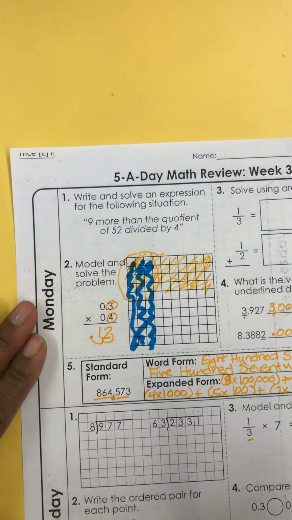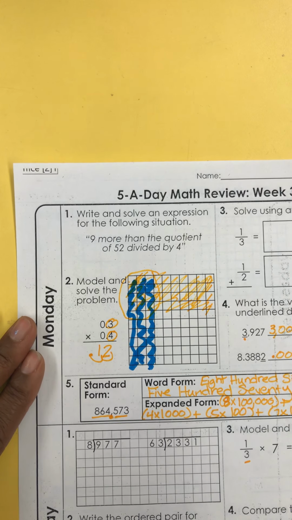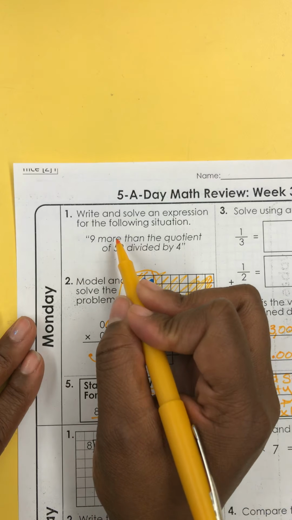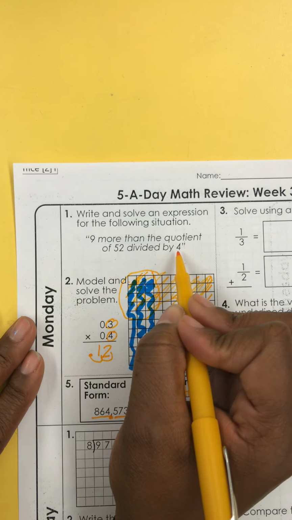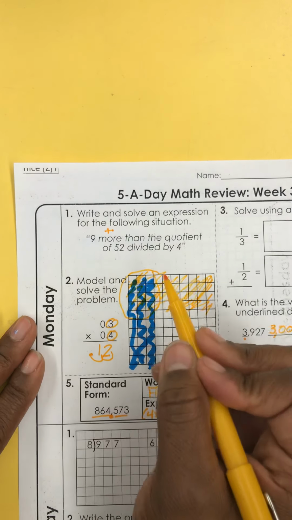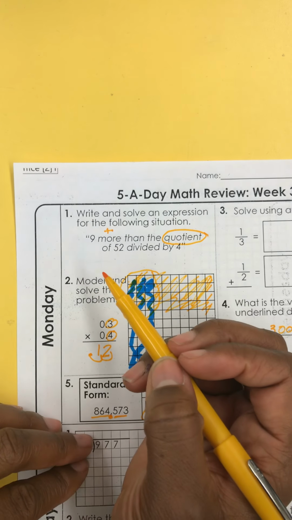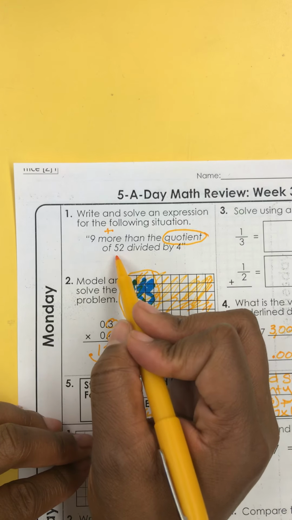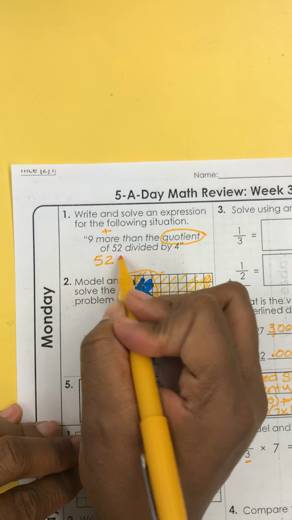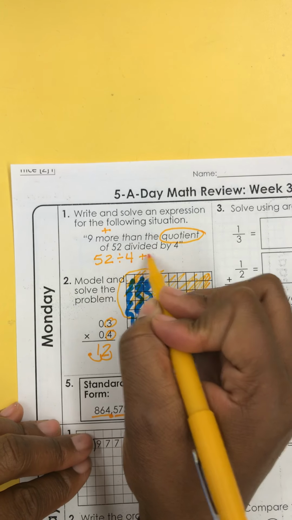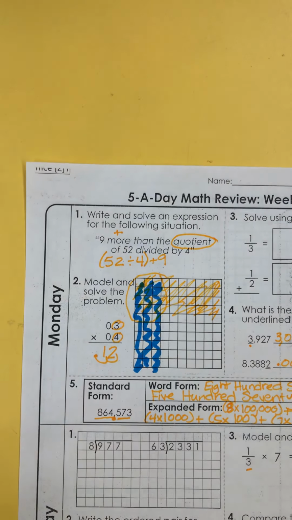So we're going to go back up to number 1, which you guys are not responsible for completing, but you must have filled out properly on your page. It says 9 more than the quotient of 52 divided by 4. So I want 9 more. That means I'm going to increase whatever this quotient is by 9. And if it's the quotient of 52 divided by 4, then our number sentence should look like 52 divided by 4, plus 9.